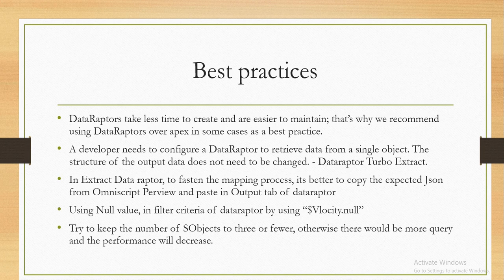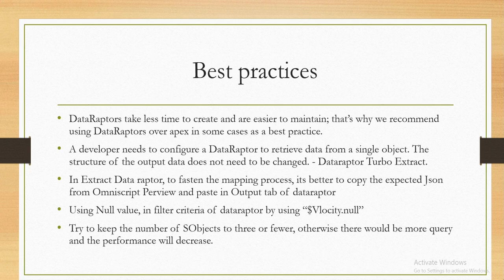Apart from that, while creating a Dataraptor, if you need to query where some values are null, you can use velocity.null, as shown in the second last point, so that you can fetch the records where the values are null on any fields.